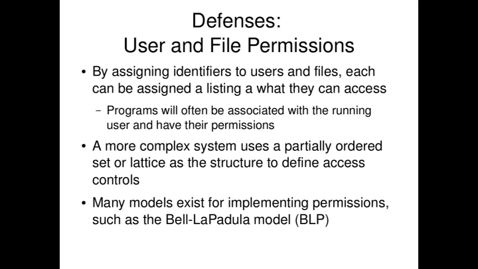So something somewhere has to define how all these file permissions relate. A more complex system will use a partially ordered set or lattice structures to define the access controls. This is, in my opinion, really interesting, but gets into very, very technical detail. Another way is to literally just make a matrix, make a table to keep track of everything. There are many existing models for implementing permissions as well as maintaining integrity and confidentiality in the system. One of them is the Bell-LaPadula model. This is one of the more famous ones, which is why I mention it here.